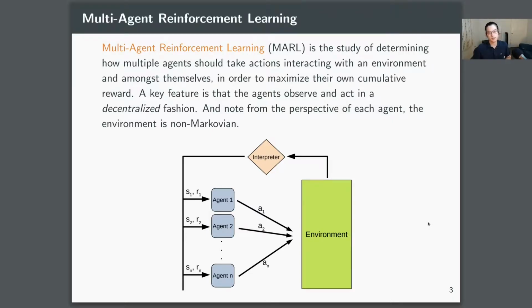Multi-agent reinforcement learning is the study of how multiple agents should act and take actions in the environment and interact with each other in order to maximize their own cumulative reward. Note that a key feature is that the agents must act in a decentralized manner, so they can only observe their own local states when they act. For example here, each agent can only output its own action, and when it receives a state, it can only observe its own local state, like S sub 1 here, and then S sub 2 for agent 2, and so on. I'd also like to note that from the perspective of each individual agent, the environment, which includes the other agents, will be non-Markovian.